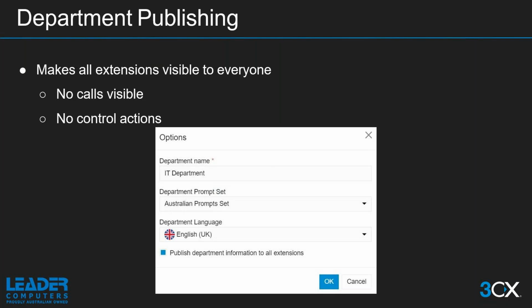And department publishing. So this makes all extensions visible to everyone, and no calls visible, or no control action. So you can set that up for each and every department.